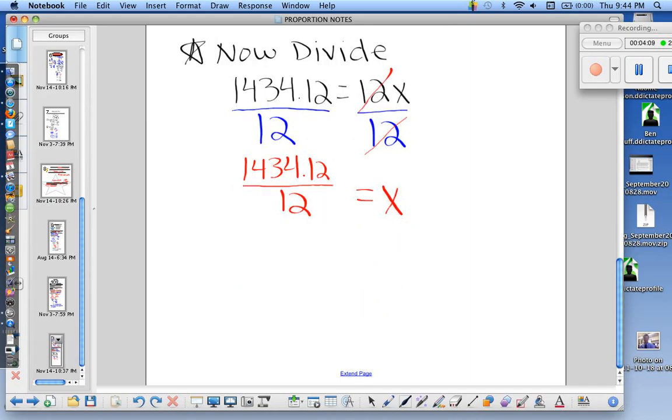So when you divide, you should get 119.51. And again, we need to figure out what our label was. So if you labeled your work correctly, you should be able to go back and follow your work and see that it was in dollars for 17 members.